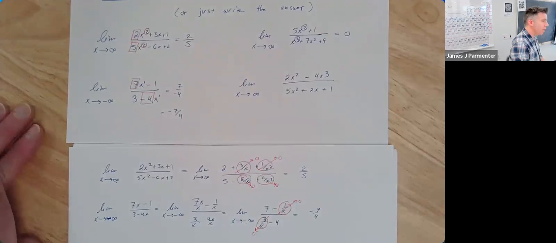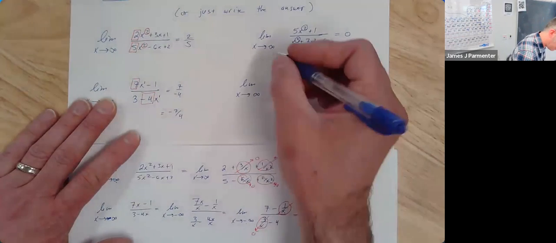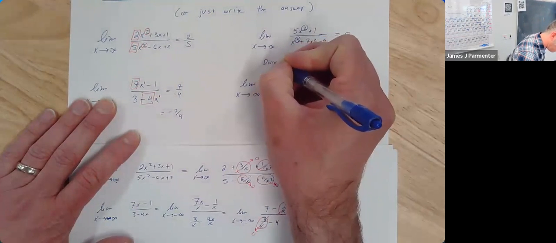The same work could be done. You could divide everything by x to the what power? To the third. We divide everything by x to the third, we can show that this is equal to 0. I think I'm going to let you do that on your own if you want to.